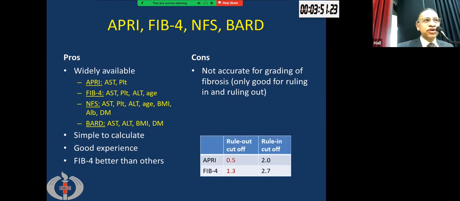So I just want you to remember only two numbers, one for APRI and one for FIB4. APRI, if it is more than 0.5, then the person may have significant fibrosis, and FIB4 more than 1.3. Remember only these two values to rule out significant fibrosis.